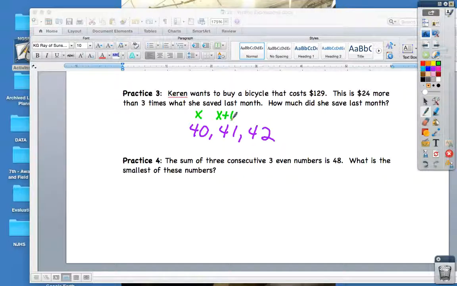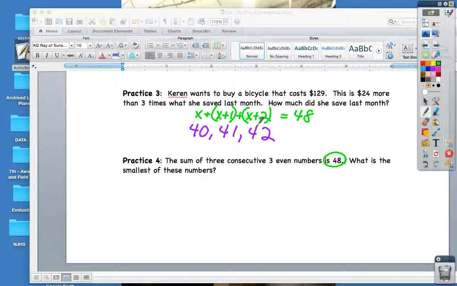How do I get to 42? X plus 2. Take a minute and look at that. Does that make sense? Okay, the 41 is 1 more, and the 42 is 2 more. And it said all together, they equal 48. Okay, so the first number plus the second number plus the third number equals 48. That 40, 41, and 42 just shows you how I got those.